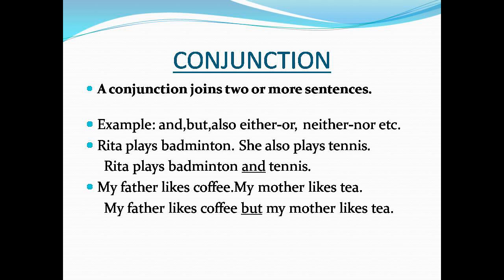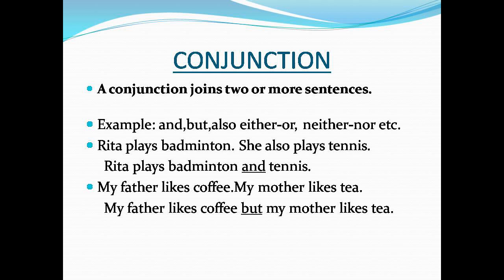Now, how are you going to join them? By using a conjunction word. That is, Rita plays badminton and tennis. So this makes one complete sentence and is highlighted as a conjunction. My father likes coffee. My mother likes tea. So the complete sentence is my father likes coffee, but my mother likes tea. So here but is highlighted as a conjunction.